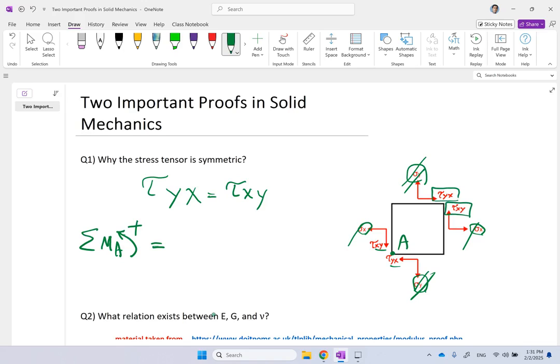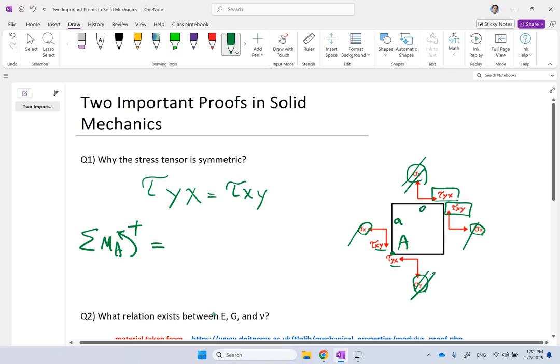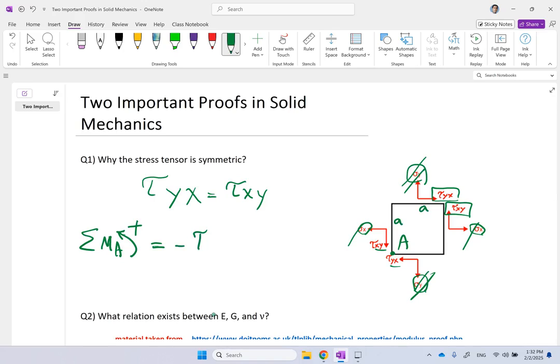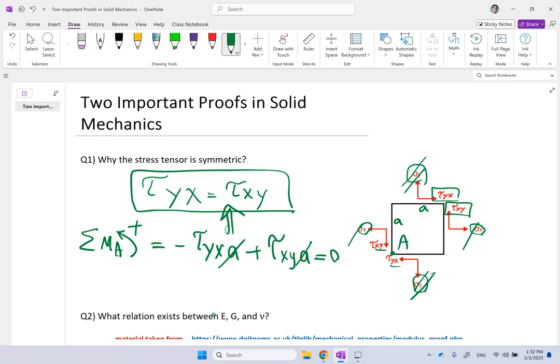If you consider this to be a simple square element, so both sides are the same, let's say dx and dx, or d and d, or delta and delta, whatever you want to call it, or a and a, then the total moment here is: tau yx is clockwise, so it's going to be negative tau yx times a. Tau xy is positive, so it's going to be positive tau xy times a. And this has to be 0, otherwise the element will spin, and we don't want any spin. We want pure static equilibrium, and clearly from here you can see that these two have to be the same. Done. As simple as that. So these two have to be the same.